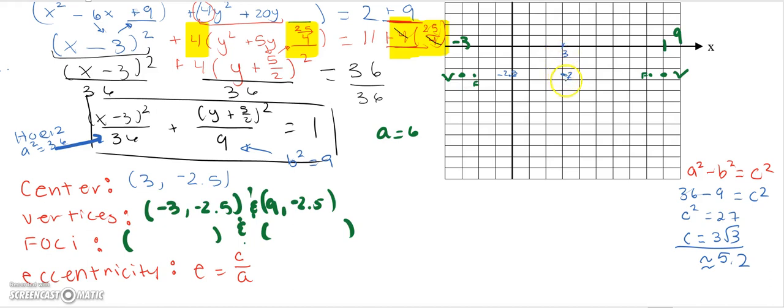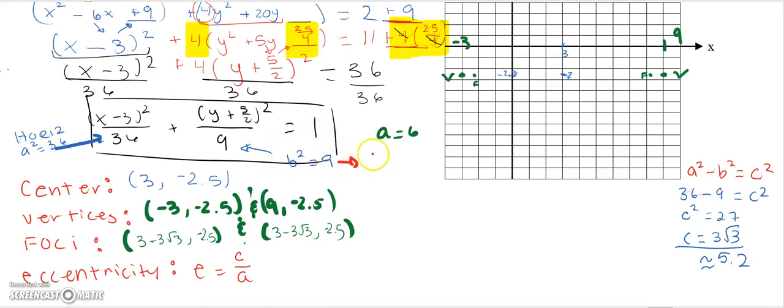Remember, for the center to the vertex we added 6, so I know it's at 9, and we subtracted 6 at negative 3. So we have my vertices. To find the coordinates of the foci, I went to 3, and then I added 3 root 3. So it's 3 plus 3 root 3, and I went down 2.5. And then here I did 3, and then I subtracted 3 root 3, minus 3 root 3. That's at negative 2.5. In graphing, we need to do the covertices.